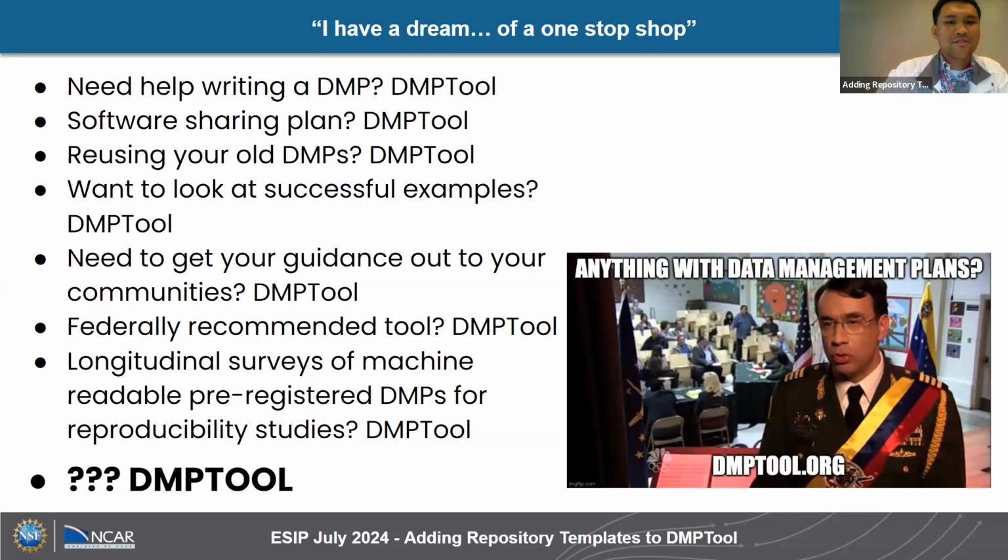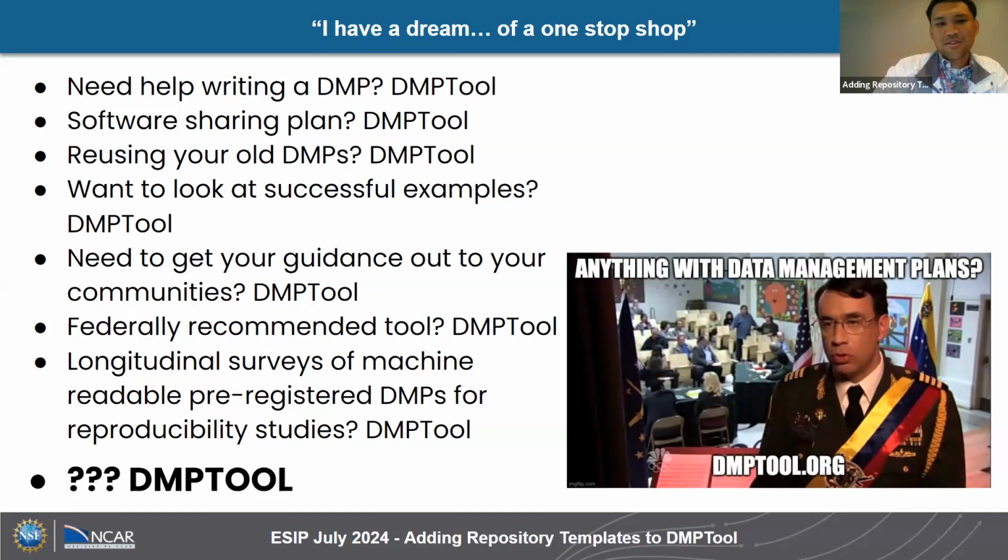Could there be a federally recommended tool where OSTP says, look, NIH is there, NSF is there, NASA is there, NOAA is there, DOE, BIA, DOI. If you need to do something with a DMP, we can't tell you you have to use it, because then you're not going to do it. But if we recommend this to you and everybody else is there, you should go here.